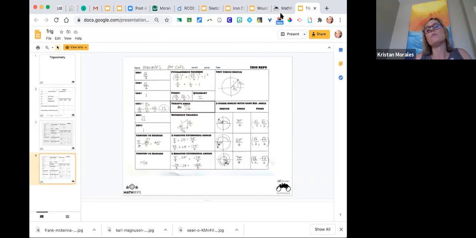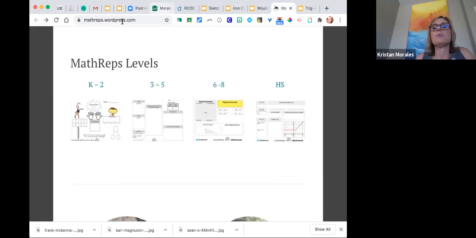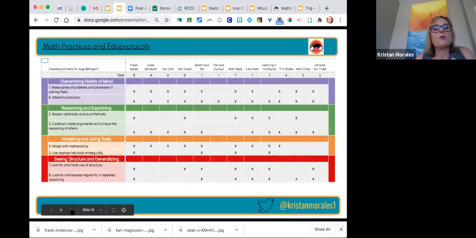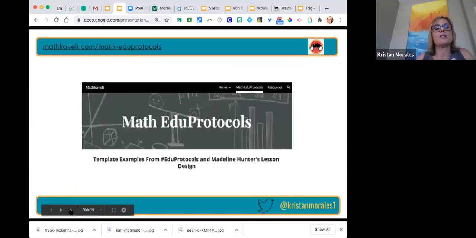And so that's what math reps is, and it's another template you can use. So I hope you guys got some great ideas. Here's how math reps and edu protocols from the book, if you're interested, match up with the eight mathematical practices. And there's some more websites here that my friend Jeremiah put together with more math edu protocols.